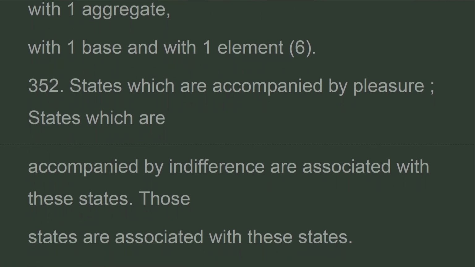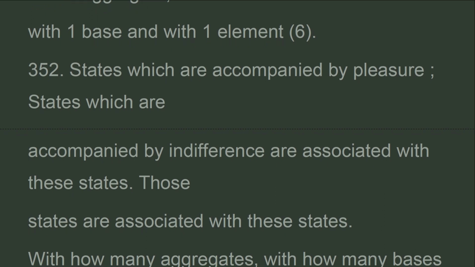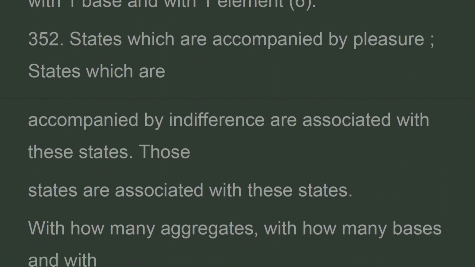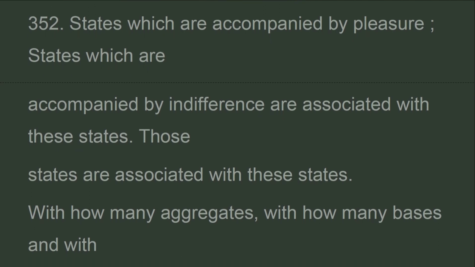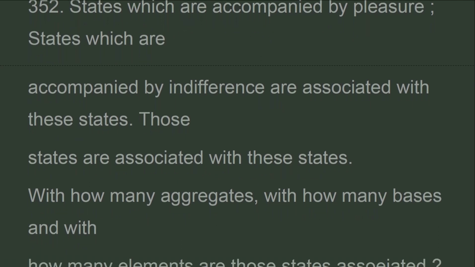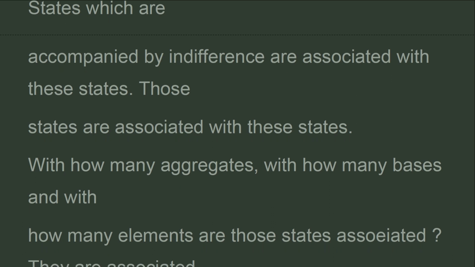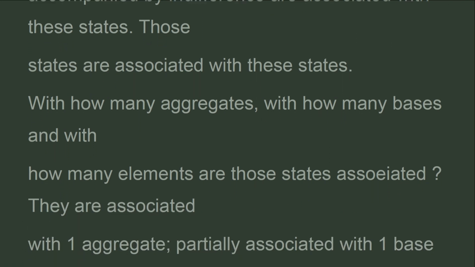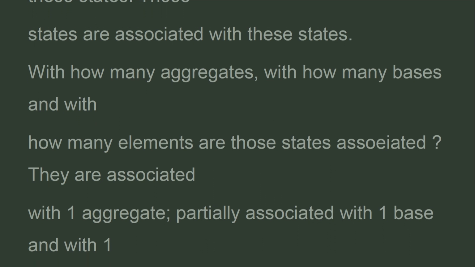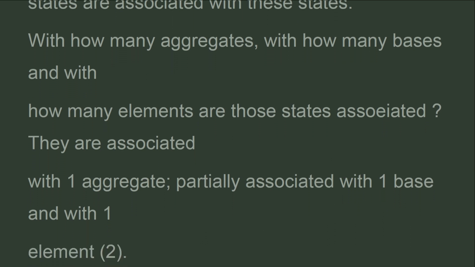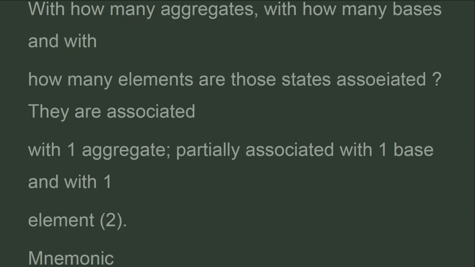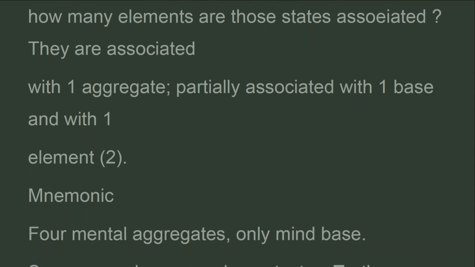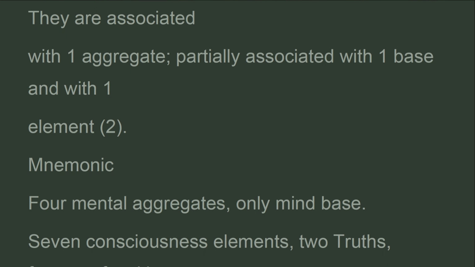352. States which are accompanied by pleasure and states which are accompanied by indifference are associated with these states. Those states are associated with these states. With how many aggregates, with how many bases and with how many elements are those states associated? They are associated with one aggregate, partially associated with one base and with one element.